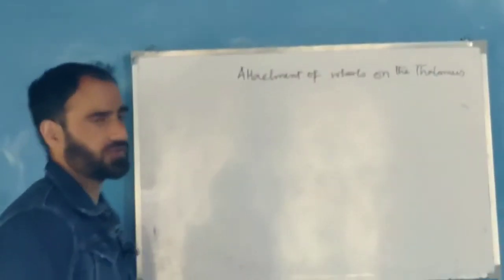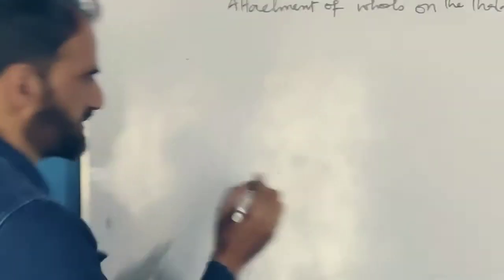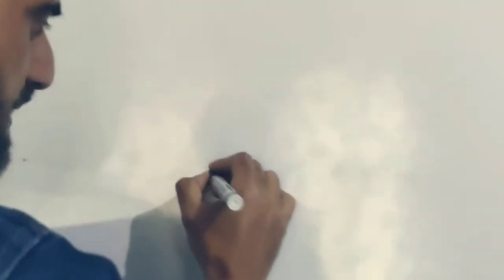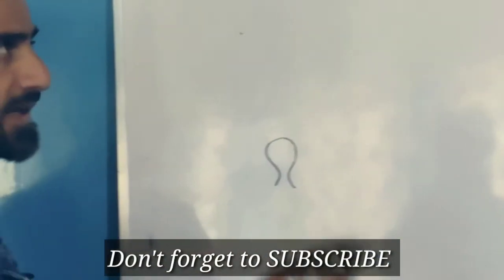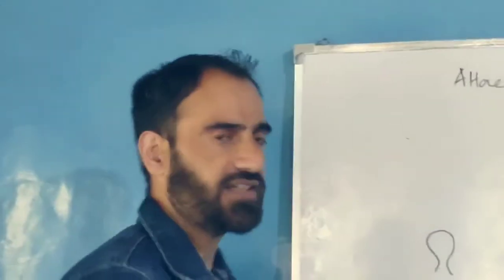So dear students, you already know about the thalamus. We have already discussed this thalamus. I will draw the structure so you can remember that this is the thalamus of the flower from where all the whorls are arising. Here we will discuss how the arrangement of these whorls is in different flowers. According to this attachment of whorls, they have been classified into different categories. We will discuss them one by one.